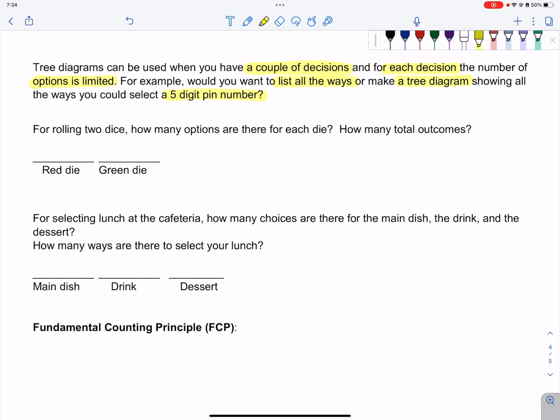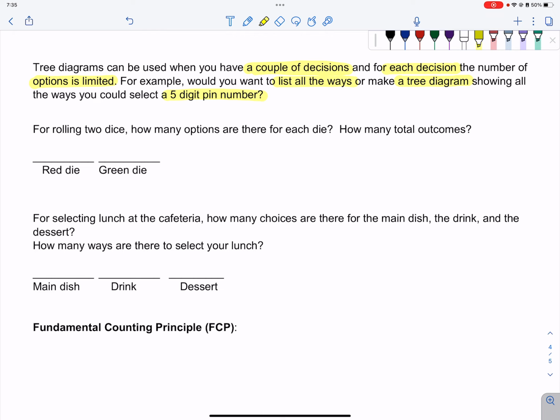You wouldn't even be able to fit that on a whiteboard in a classroom, and that would take you forever to try to write out all of those different outcomes that you could get for this 5-digit PIN number. So we need an easier way to figure out how many outcomes we have in an experiment, because we need these for our probabilities.